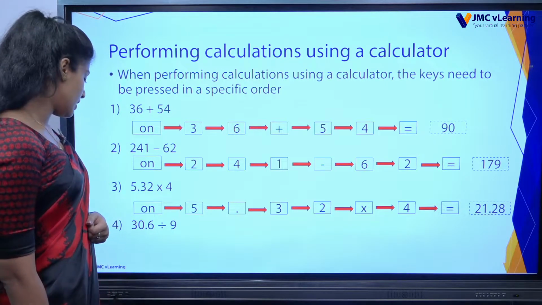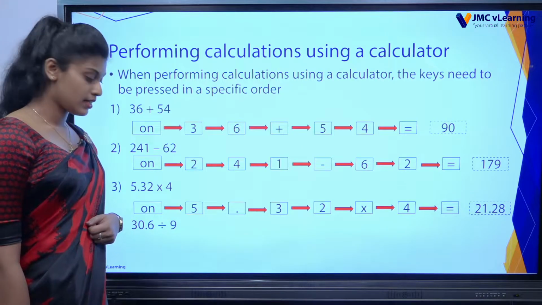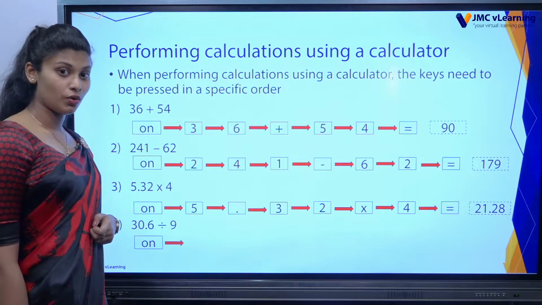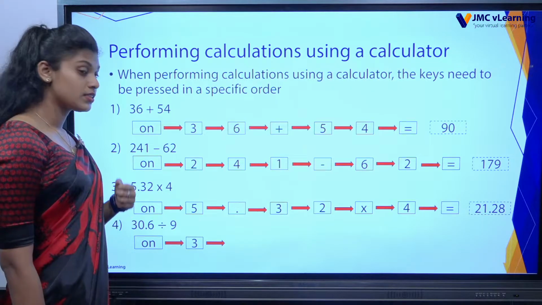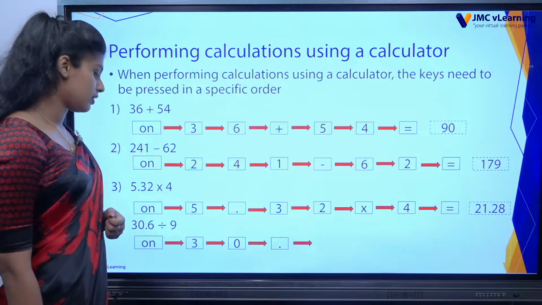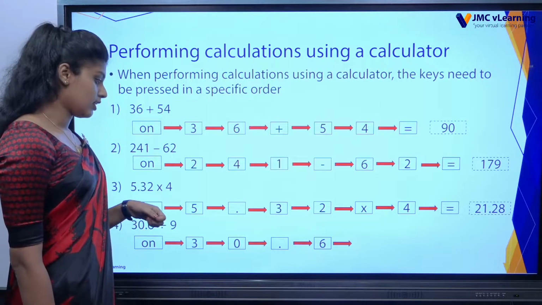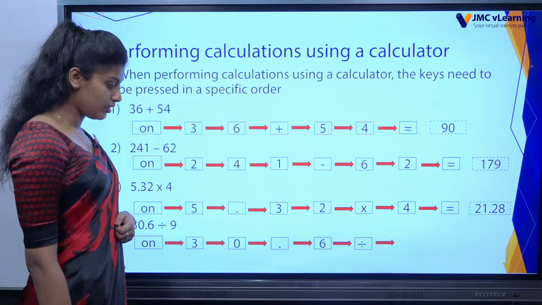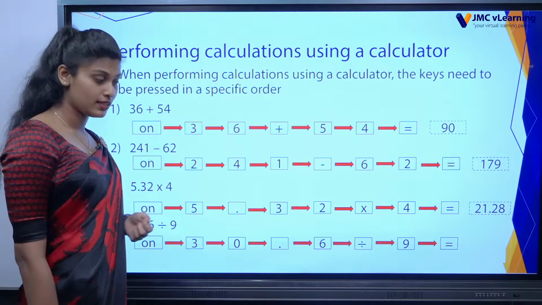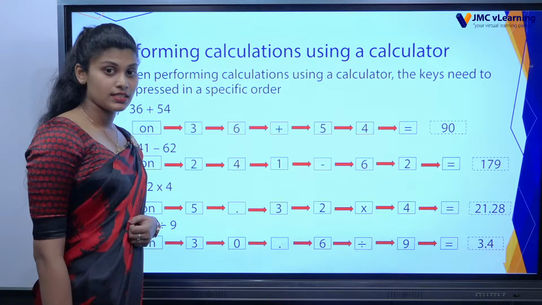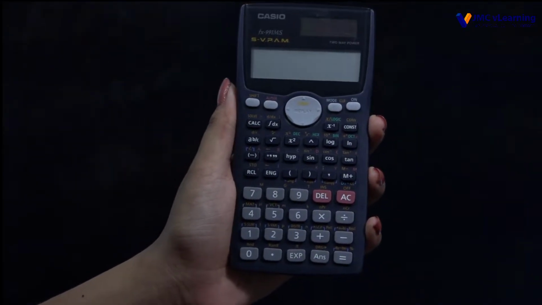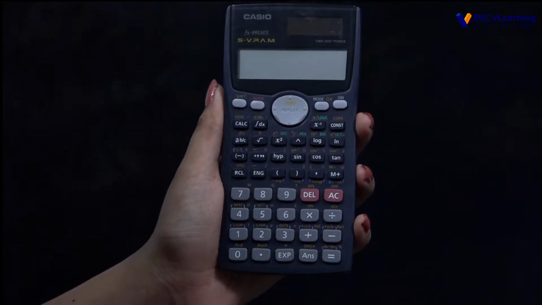Fourth question, 30.6 divided by 9. First you have to press the on key, then 3, 0, decimal point, then 6, then the division key, then 9. To get the answer, you have to press the result key. The answer is 3.4. Let's do the above examples using the scientific calculator.